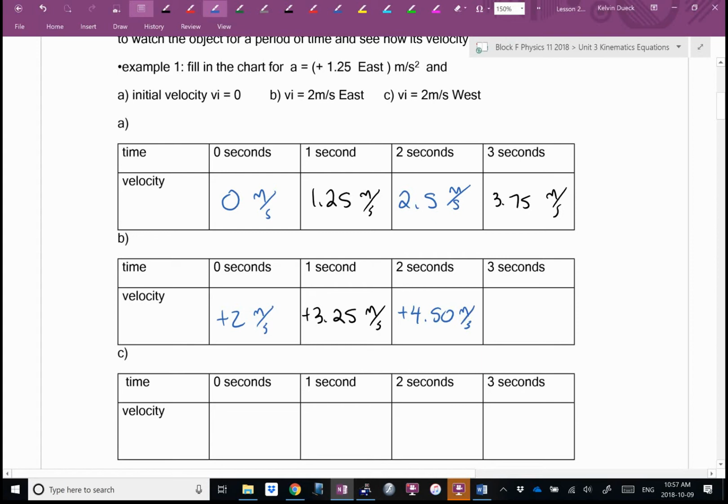And you can use a calculator if you needed to, but I think we can do this decimal math in our head. And after 3 seconds, we would be going positive 5.75. After 70 seconds, how fast are we going? Do I have to calculate the previous 69 seconds, or is there a way that I can get there all at once?